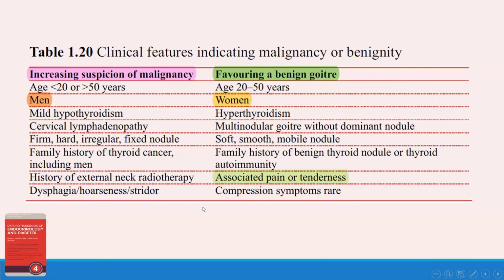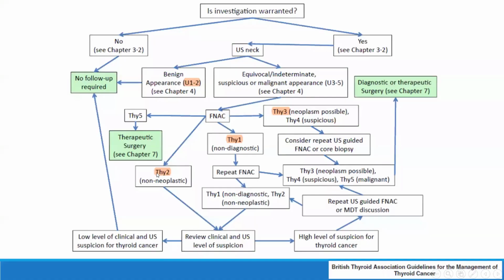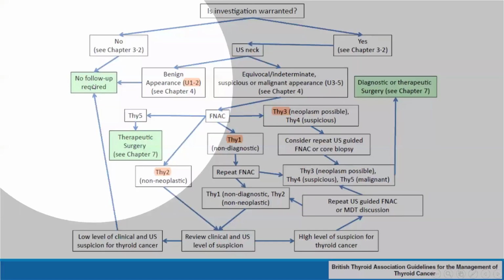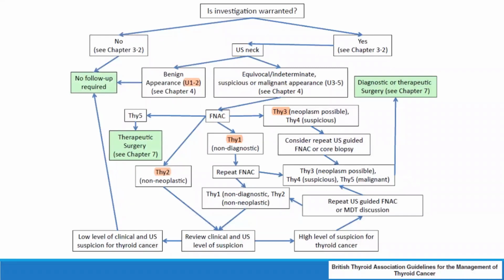And actually, this is a very important table. The clinical features indicating malignancy: the age less than 20 or more than 50, men, and cervical lymphadenopathy, and so on. This is very important. And as I mentioned previously, Thy2 is non-neoplastic, so review the clinical and ultrasonographic level of suspicion. If high level of suspicion, we should go to repeat ultrasonography-guided fine needle aspiration cytology. If low level of clinical and ultrasonographic suspicion for thyroid cancer, no follow-up is required. And this is a very important and very debatable point in the exam, actually.